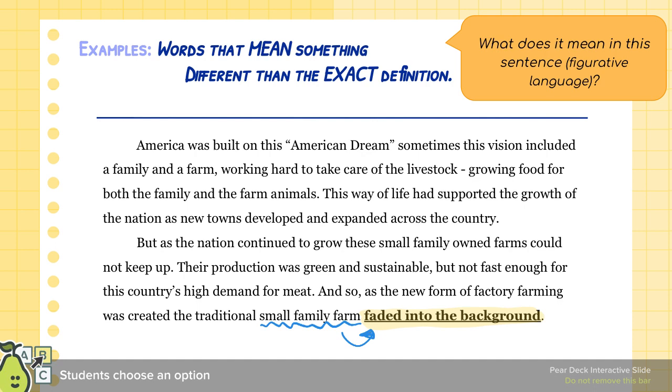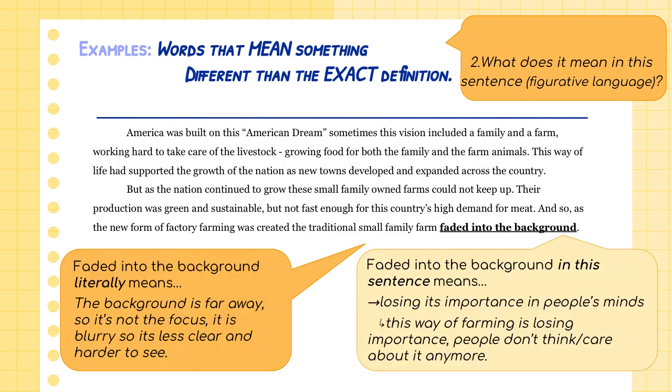Well, what's happening with these farms? Let me figure that out first. The nation continued to grow, and then these family farms could not keep up. They were not producing fast enough to meet the high demand. And then there's this new form of farming that's come around, and all of a sudden, small family farms are fading into the background. So what might that mean based on the last slide we talked about and based on these clues in our understanding of what's happening in this paragraph?